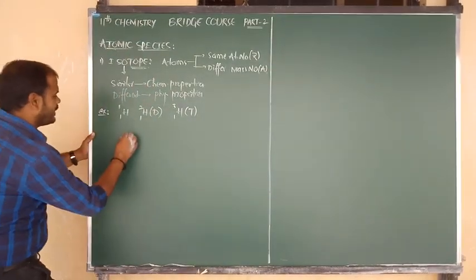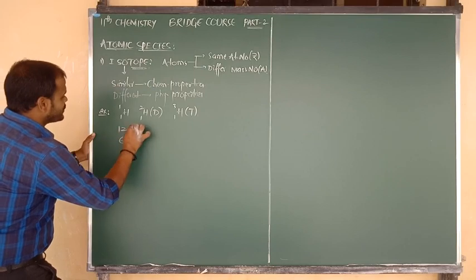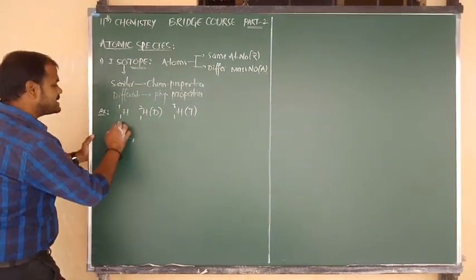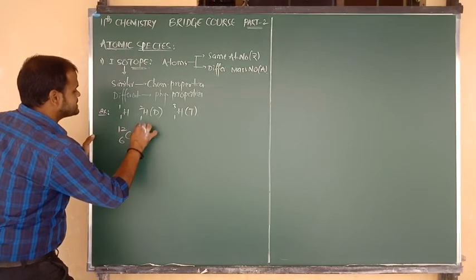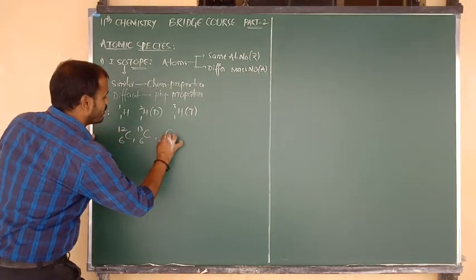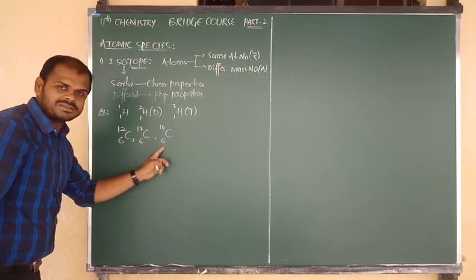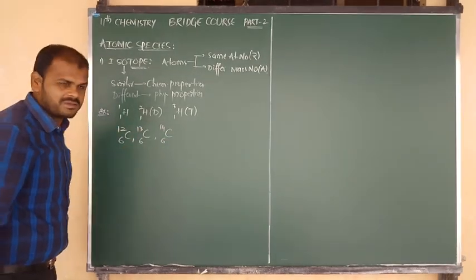So one is nothing but the C-12 form. Sorry, carbon is also available in three isotopic forms: one is C-12, one more is C-13, and one more is C-14. Means same atomic numbers are there, again there is a difference in mass number.